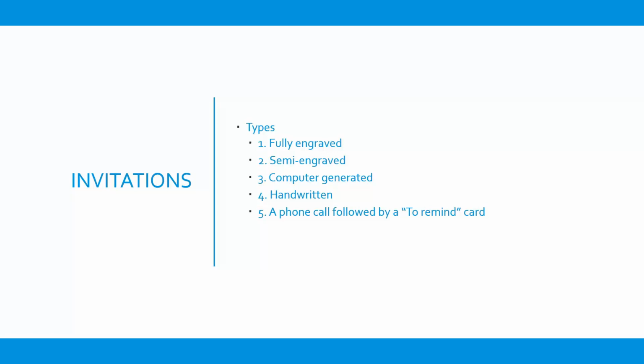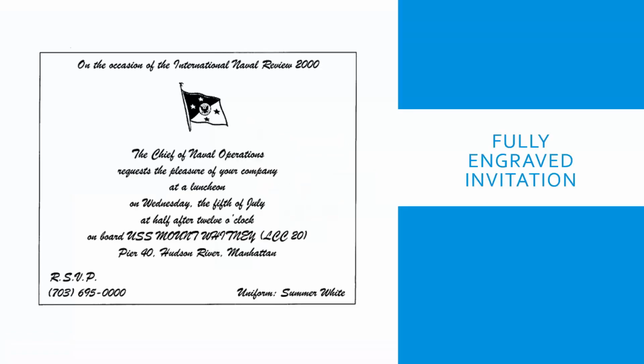Our next section is invitations. There are 5 types of invitations: fully engraved, semi-engraved, computer-generated, handwritten, and a phone call followed by a to-remind card. So first we have the fully engraved. Fully engraved means that the entire thing was printed as is from an engraver shop. It's the fanciest, the most expensive, and it's only going to be used in the highest ranking, most formal of events.